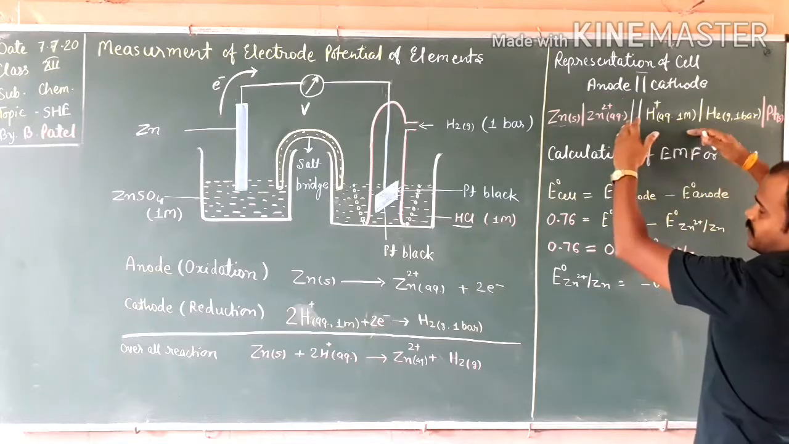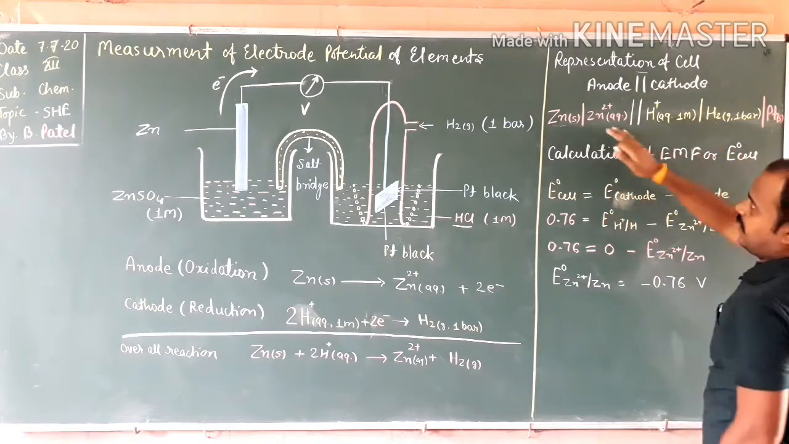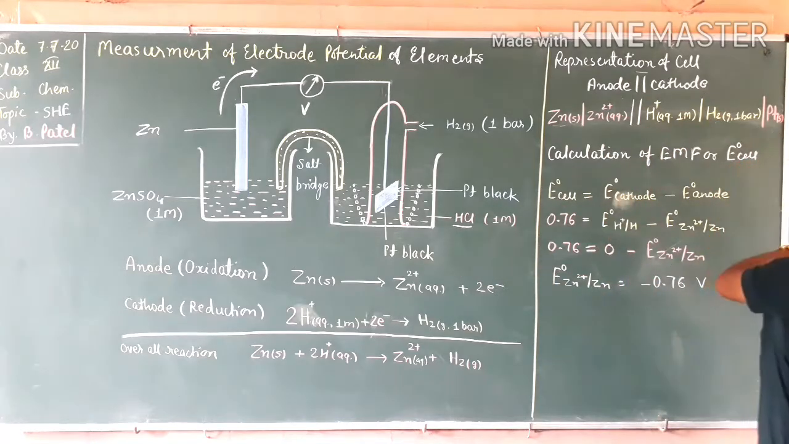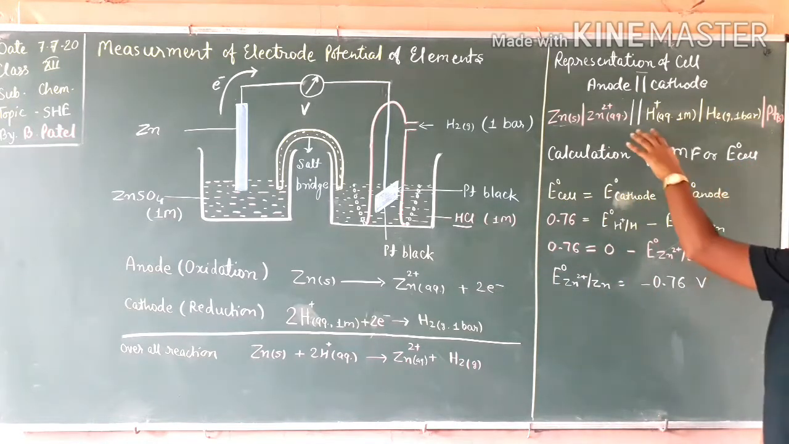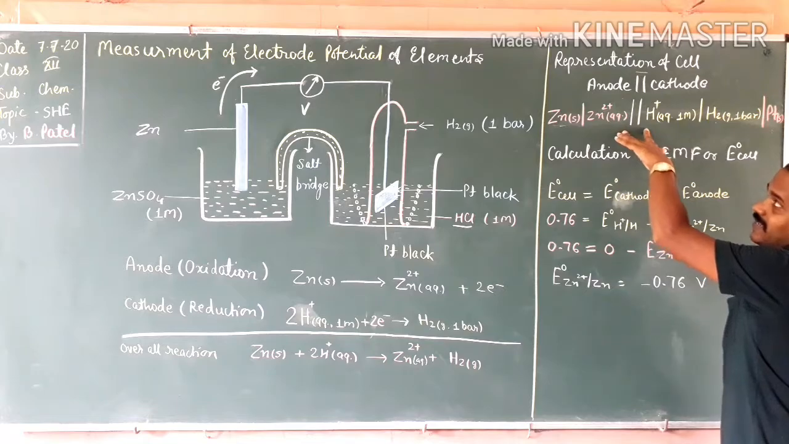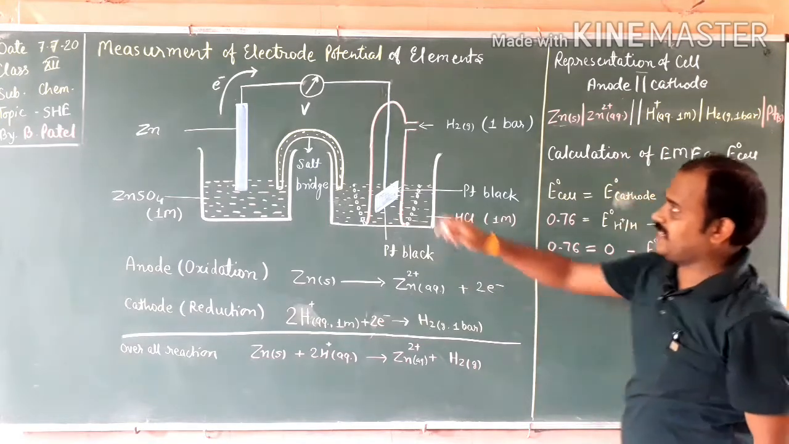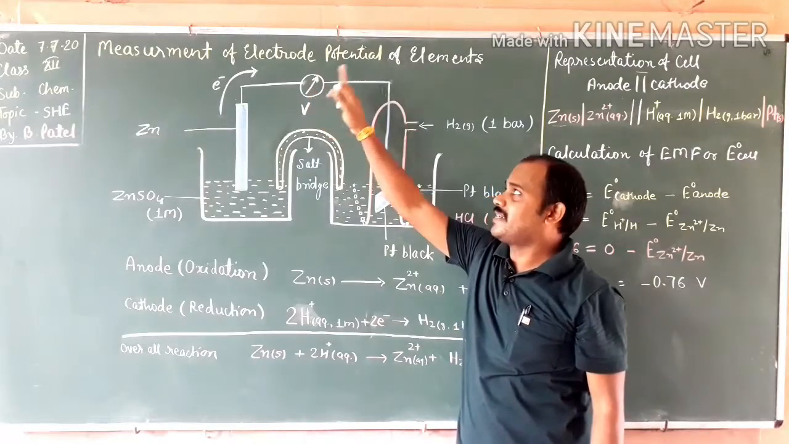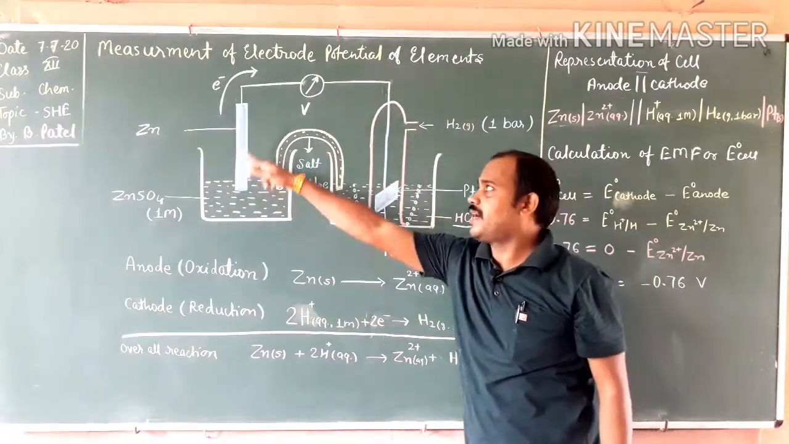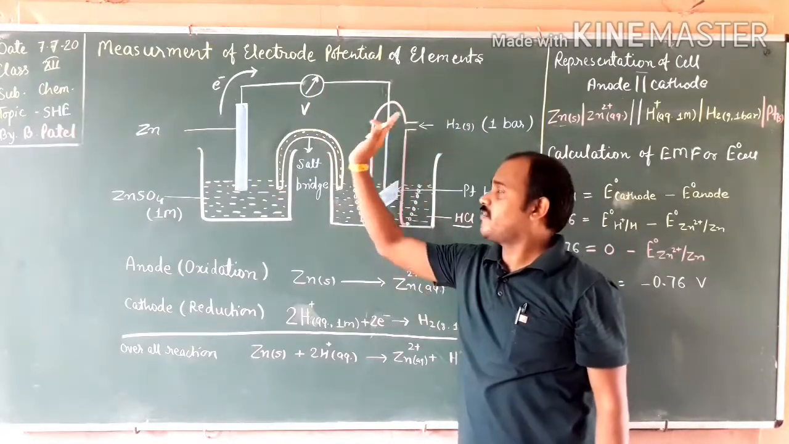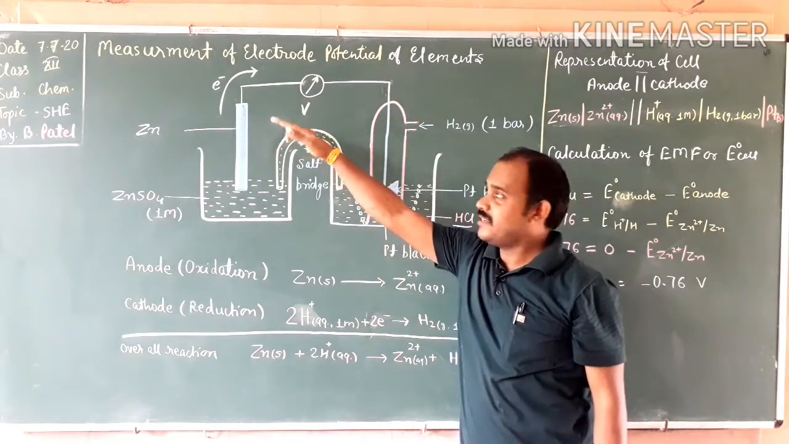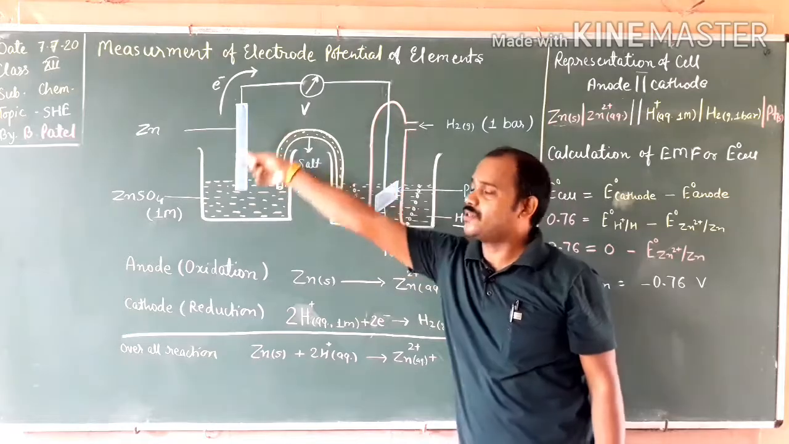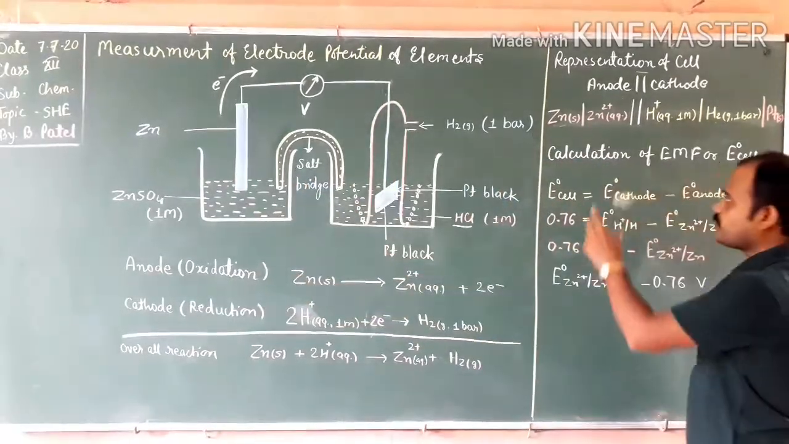In this representation, again a very simple thing: on the left side we will write the anode and on the right side we will write the cathode. And how can we distinguish anode and cathode? By seeing the direction of this deflection. If the needle is deflected clockwise, it means electrons are moving in this direction. If it deviates to the other side, the deflection is anti-clockwise, and electrons are ejecting from hydrogen to that half cell.